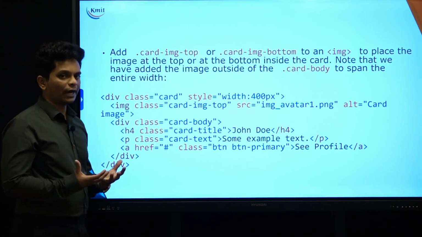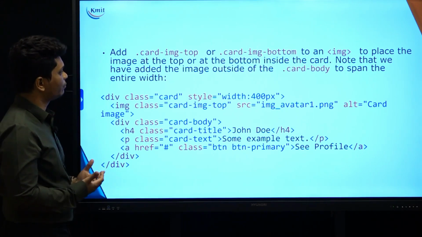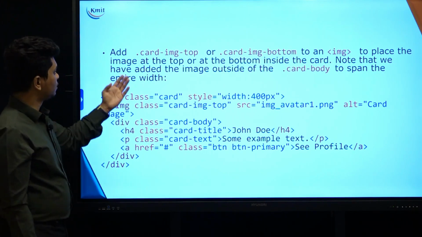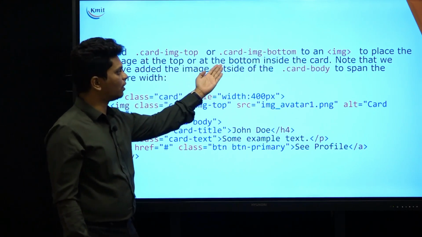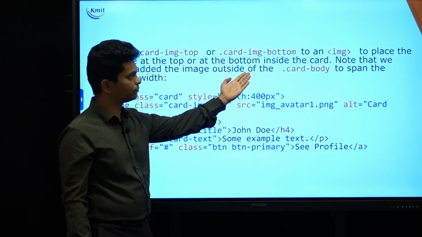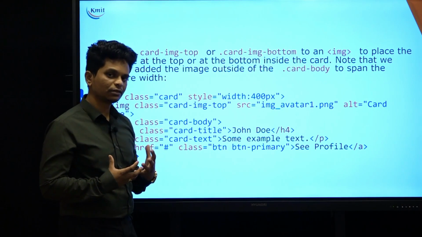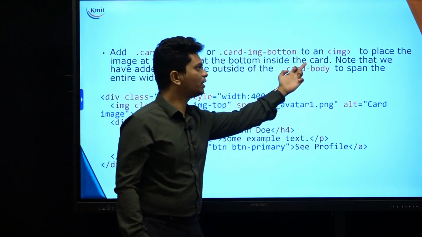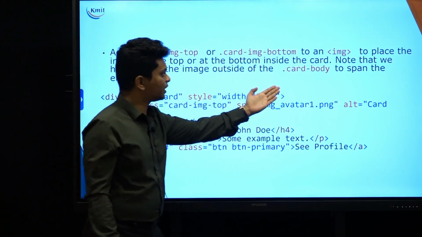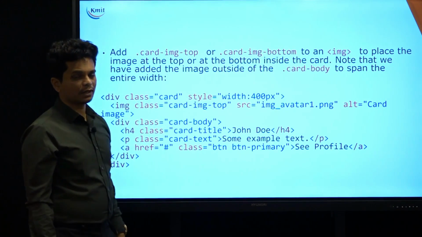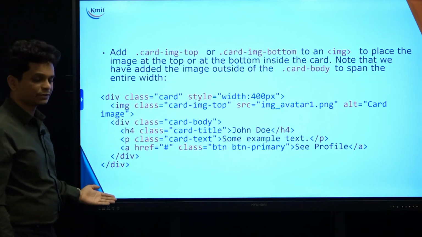Now, what if I want to add an image? We have various classes for that as well. Add .card-img-top or .card-img-bottom to an image tag. Wherever you are inserting an image, we have to insert it only through the img tag. So within the img tag, using either of these classes, we may insert an image. For the respective job, we have a script here.